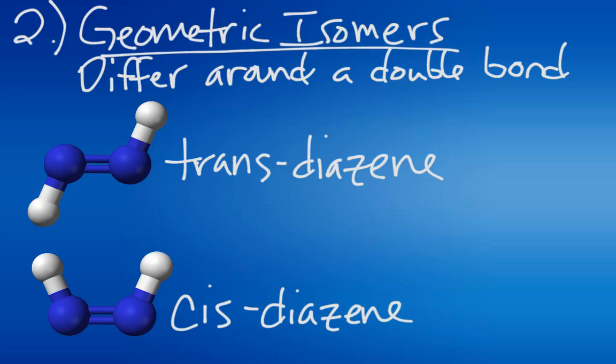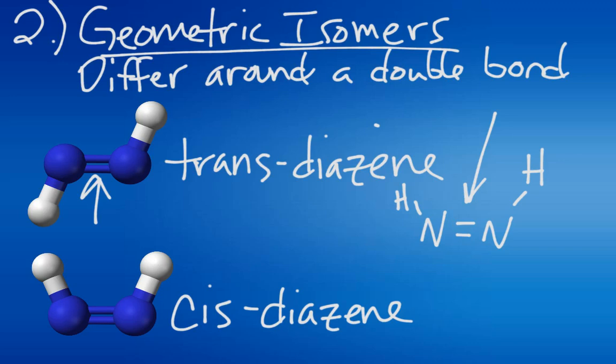Now this double bond that exists in between these two nitrogens, because basically what we have here is two nitrogens that are double bonded to one another, and those are each connected to a hydrogen. So in the trans formation, those hydrogens are across from one another. In the cis formation, they are both on the same side. And the reason for this scenario is this double bond. The double bond does not allow the molecule to rotate.